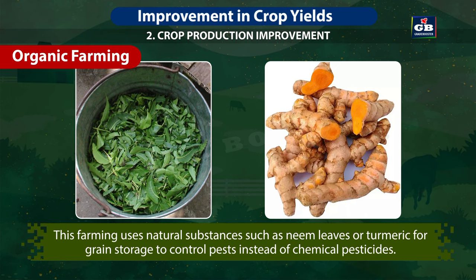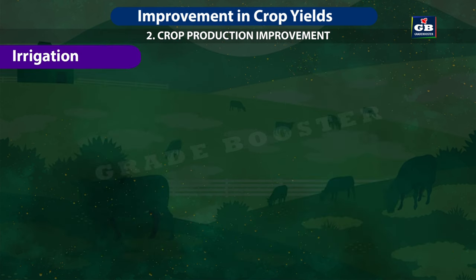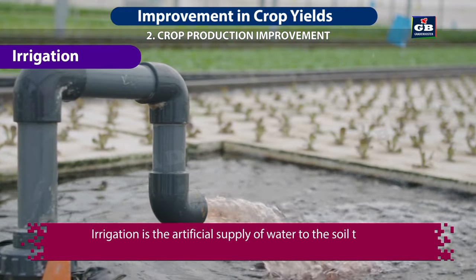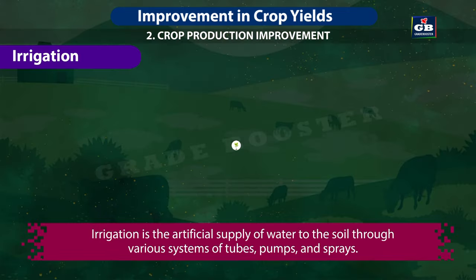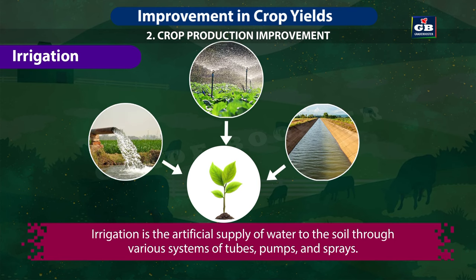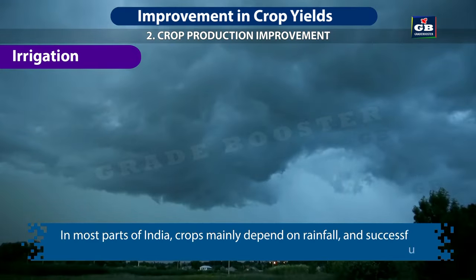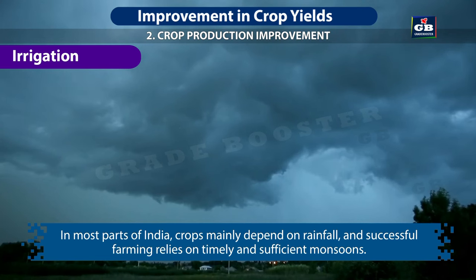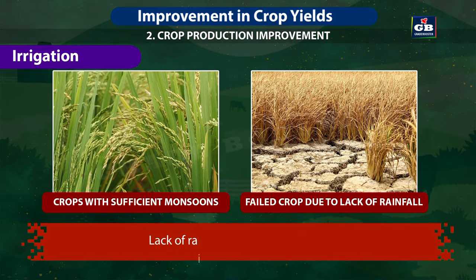Irrigation. Irrigation is the artificial supply of water to the soil through various systems like tubes, pumps, and sprays. In most parts of India, crops mainly depend on rainfall, and successful farming relies on timely and sufficient monsoons. Lack of rain can lead to crop failure.